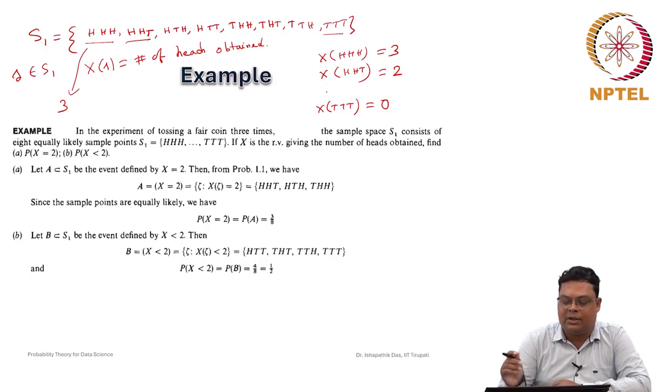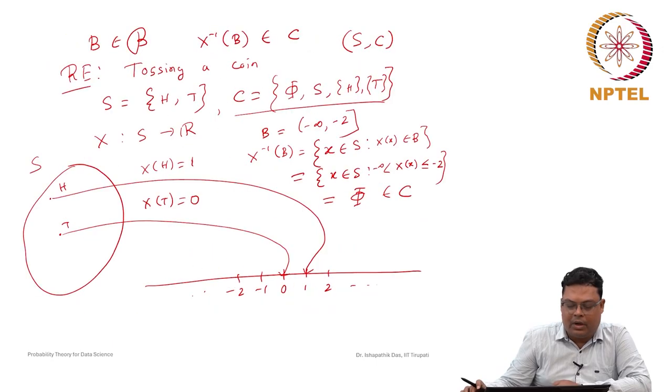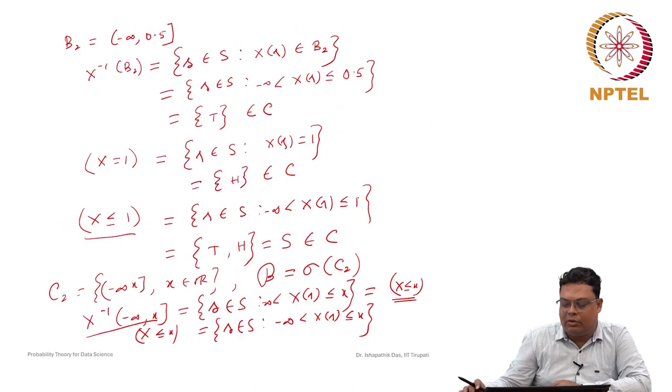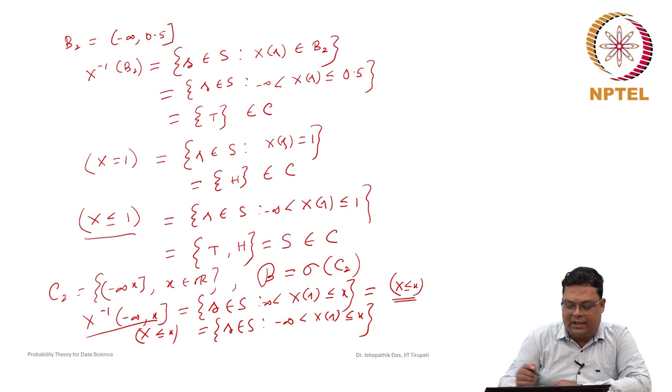So, X inverse, we want to mention these things again. X inverse of any Borel set belongs to C. It belongs to C means it is an event. It is an event means it is a subset of S that belongs to the sigma field. So, phi belongs to C, and that is why in this way we can define X less than or equal to 1, which is nothing but a subset of S that belongs to C. So, it is an event.